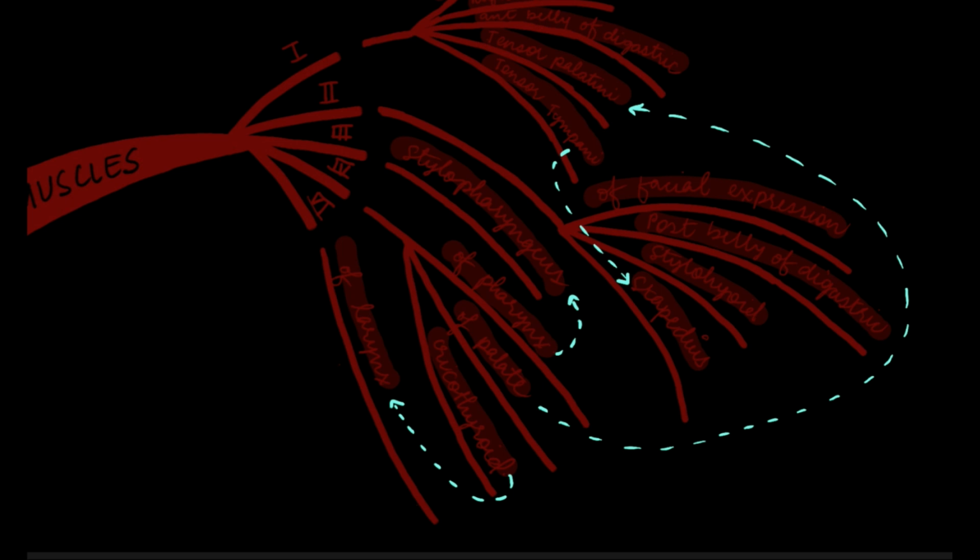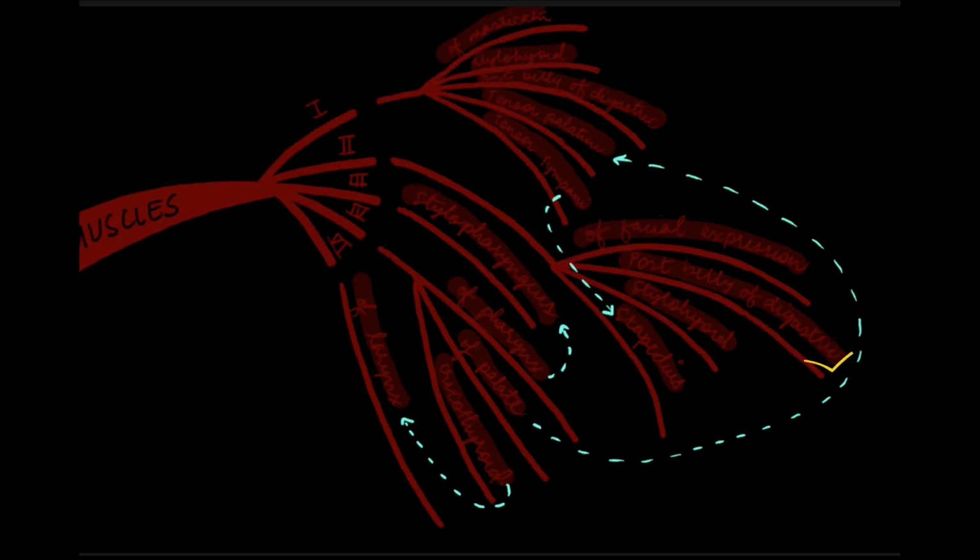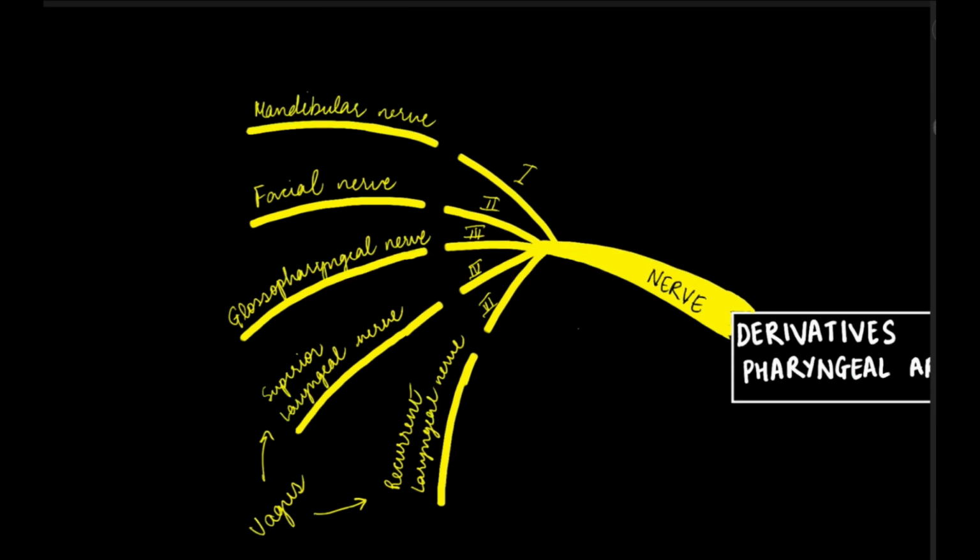Also noticing the digastric muscle. The anterior belly of the digastric muscle is derived from the first arch, and the posterior belly of digastric is derived from the second arch. As discussed earlier, the pharyngeal arches have four components. Coming to the nervous component, the first pharyngeal arch is supplied by the mandibular nerve.